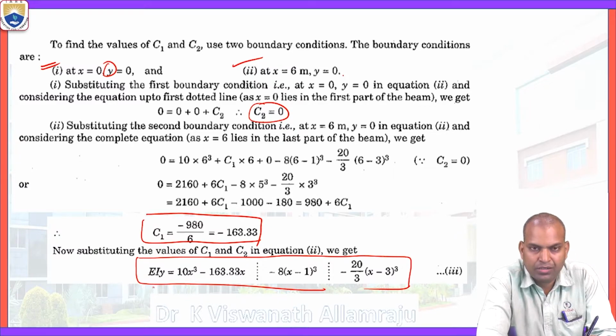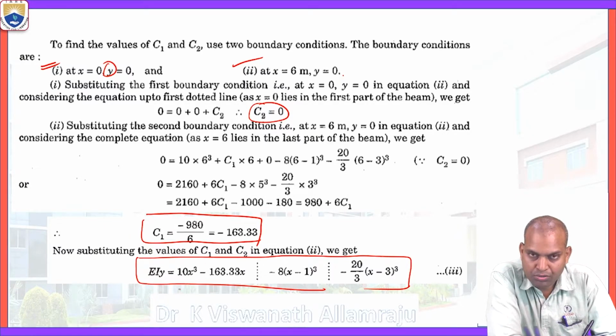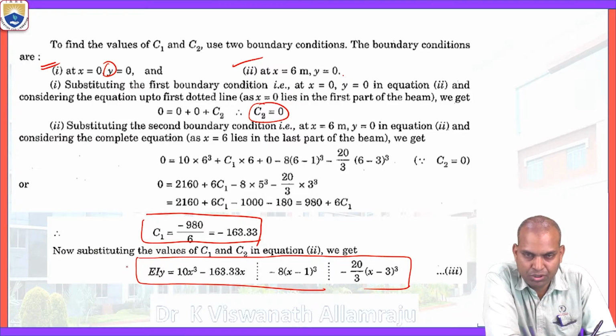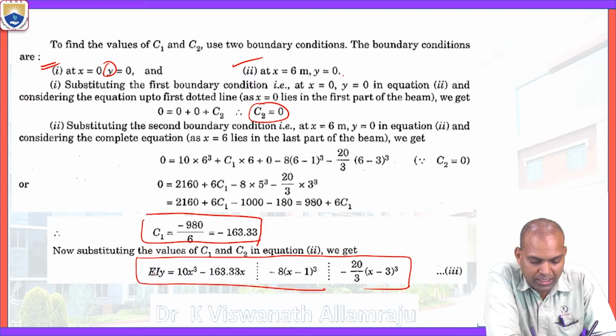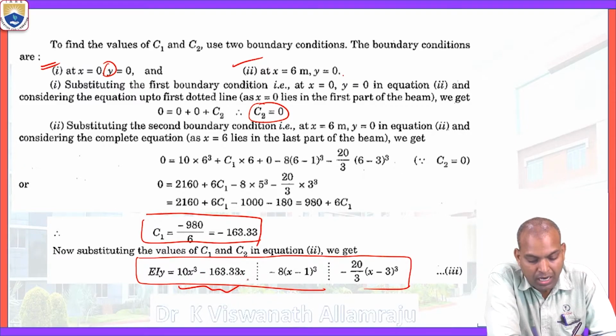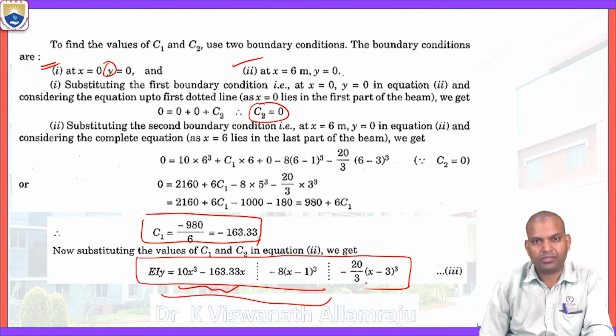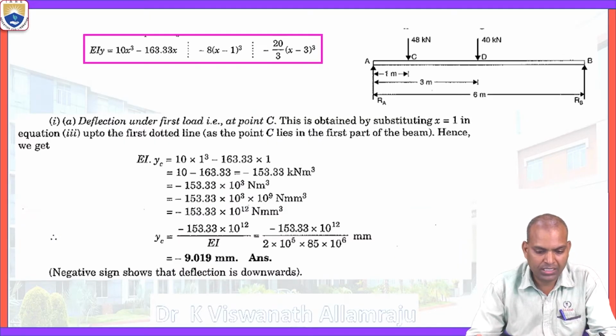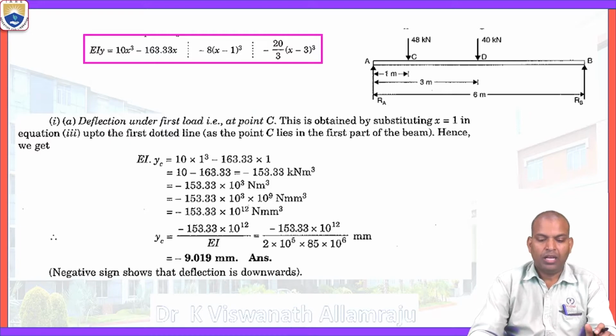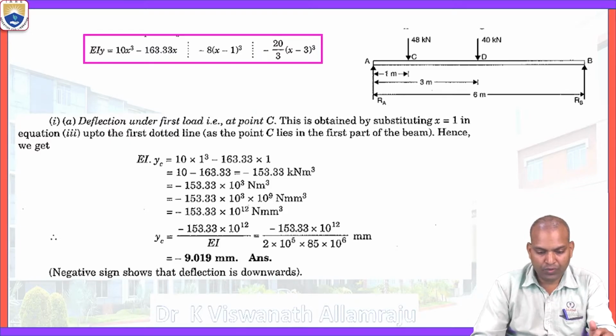In this equation, substituting the x value from x equal to 0 at the left support, support A, up to x equal to 1, up to the first partition, y equal to 10x cube minus 163.33x. Up to x equal to 6, we have to consider 3 parts completely. Now this is the equation we got. This is the deflection. We did not go for the slope equation.